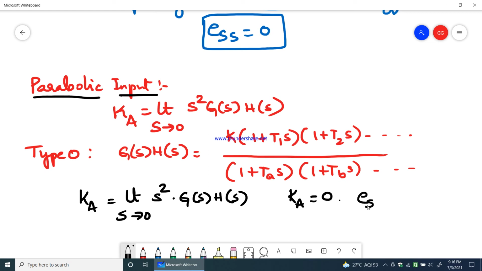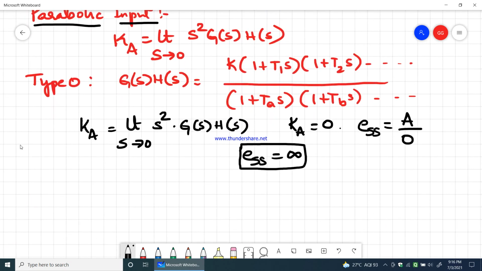Whereas steady state error would be equal to A divided by Ka, which is infinity, since Ka is 0. Therefore, the steady state error for parabolic input when a type 0 system is considered is infinity. For a type 0 system, the steady state error is infinity.